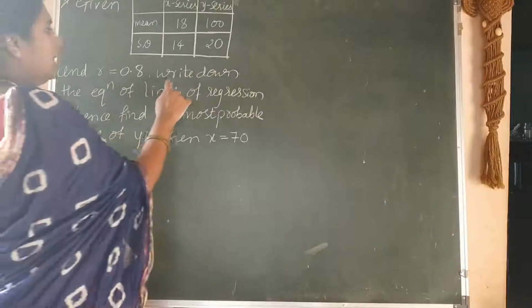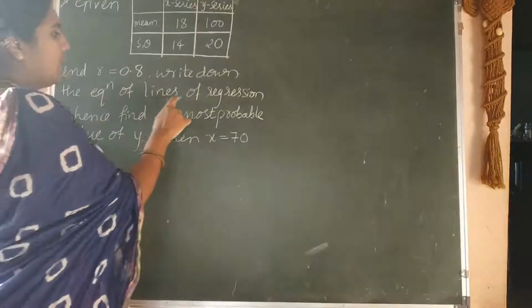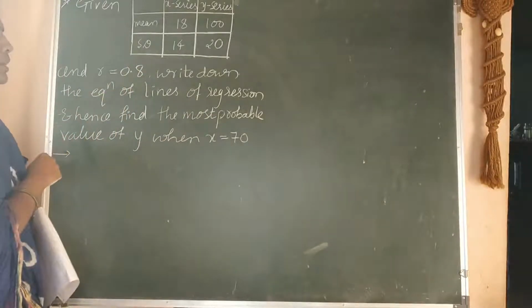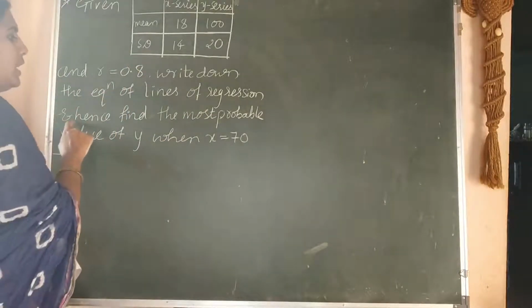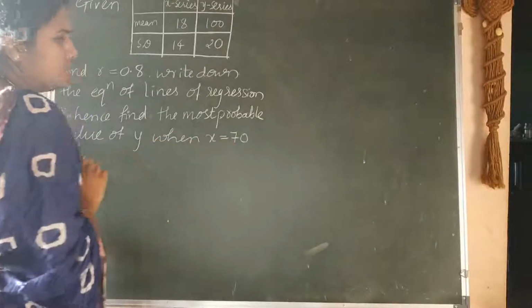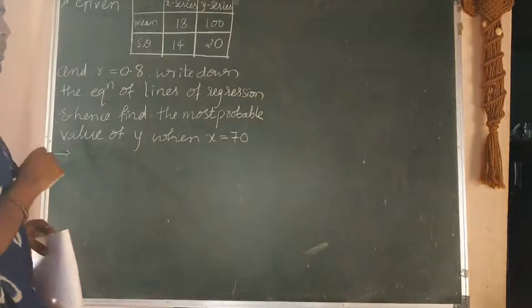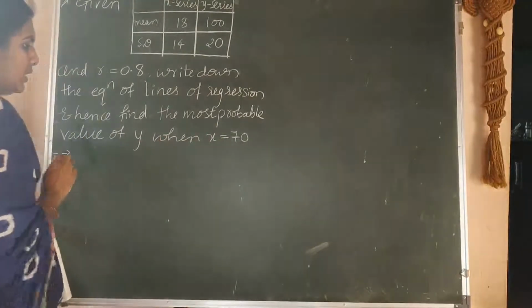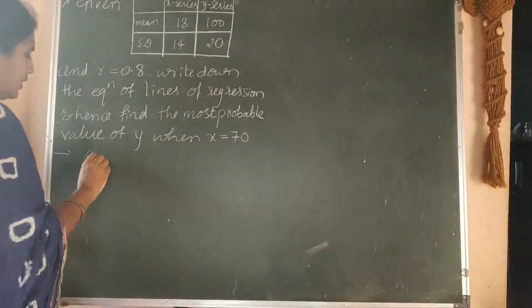They are asking to write down the equations of the lines of regression. By the given data we need to write the line of regression equations and hence find the most probable value of y when x equals 70. After writing the regression lines, we will find the value of y when x equals 70. Okay, what is given here?